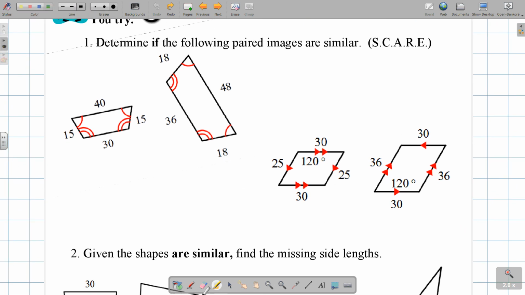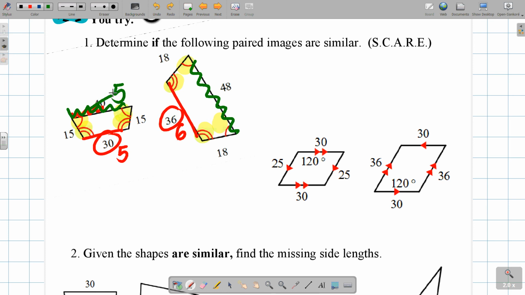All right, first one, let's check. Here we have congruent angles. Let's check ratios if they're equal. I'm going to go short to short. Okay, 6 goes in there 5 times, 6 goes in there 6 times. That's a 5 to 6 ratio. Let's check this one. 40 to 48. All right, 8 goes into 40 5 times. 8 goes into 48 6 times. This first one is yes, it is similar.